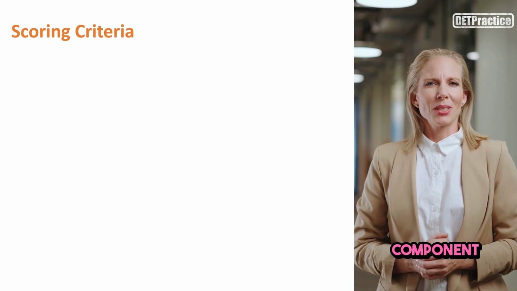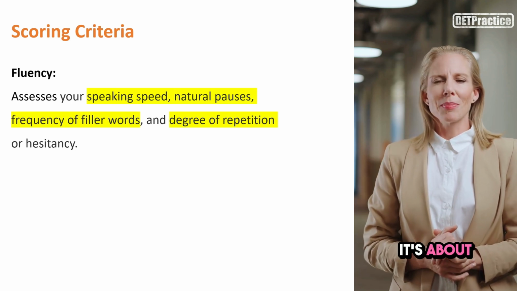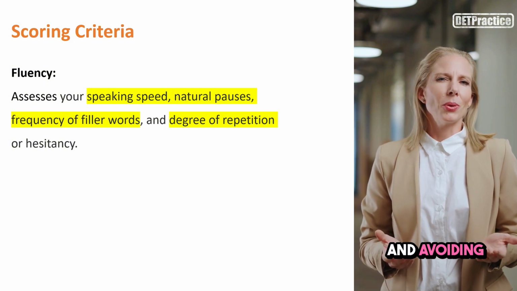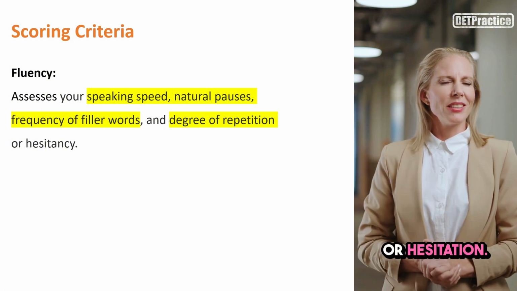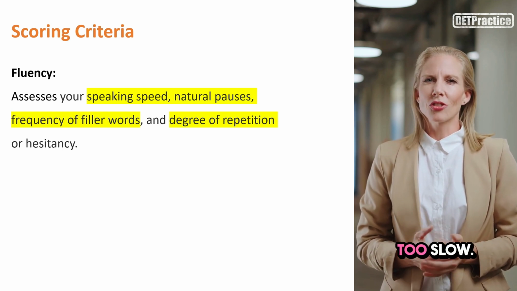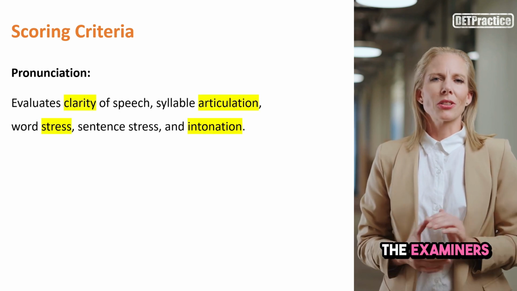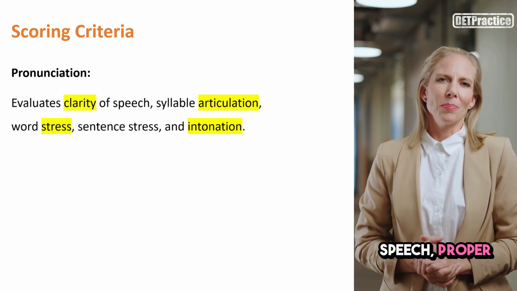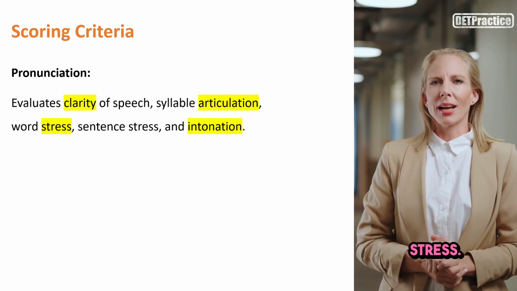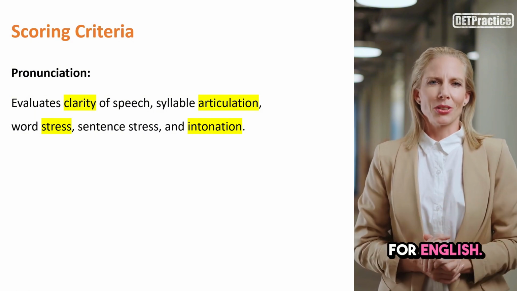The second component is fluency. This isn't just about speaking quickly. It's about maintaining natural pauses, minimizing filler words, and avoiding unnecessary repetition or hesitation. Think of it as finding that sweet spot between too fast and too slow. The third element is pronunciation. The examiners are listening for clear speech, proper articulation of syllables, and appropriate word and sentence stress. Your intonation pattern should sound natural and appropriate for English.